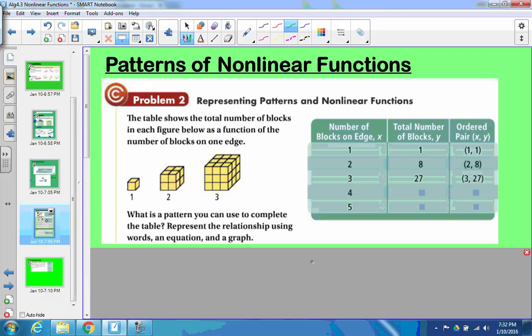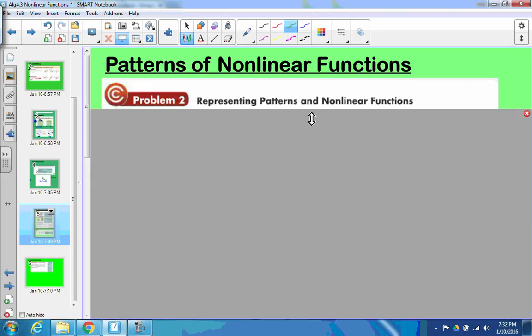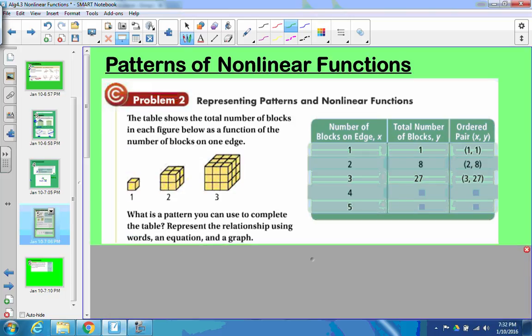All right, going on to the second part of this, patterns of nonlinear functions. So looking at patterns, kind of like we did with linear functions, and representing them a few different ways. So this problem right here, the table shows the total number of blocks in each figure shown as a function of the number of blocks on one edge. What is the pattern you can use to complete the table? Represent the relationship using words, an equation, and a graph.